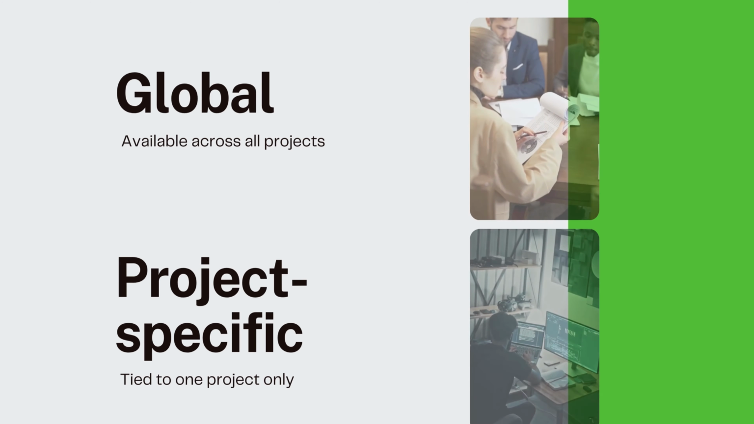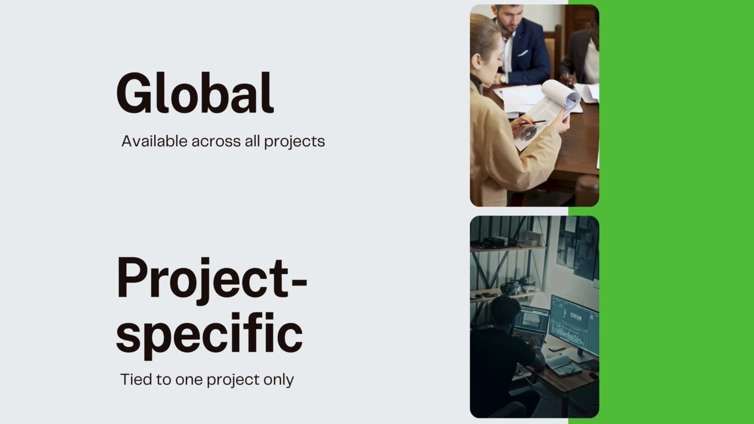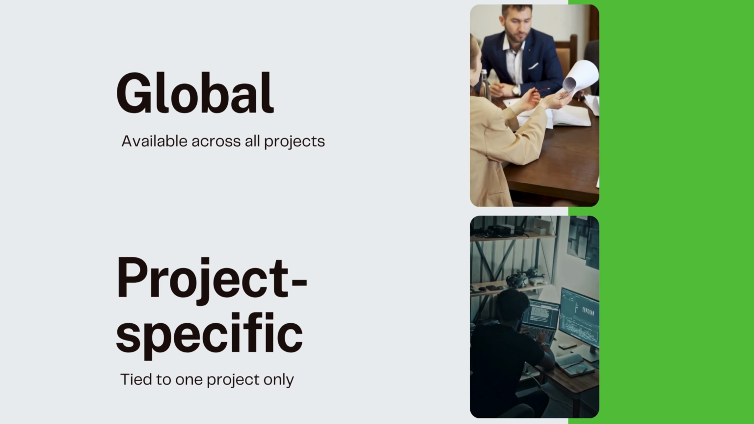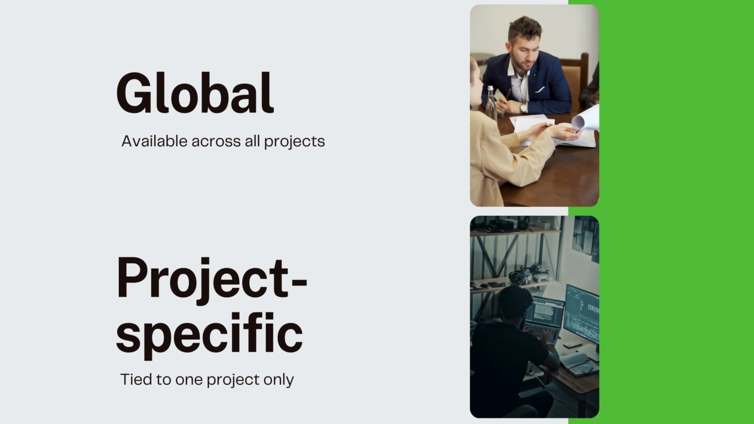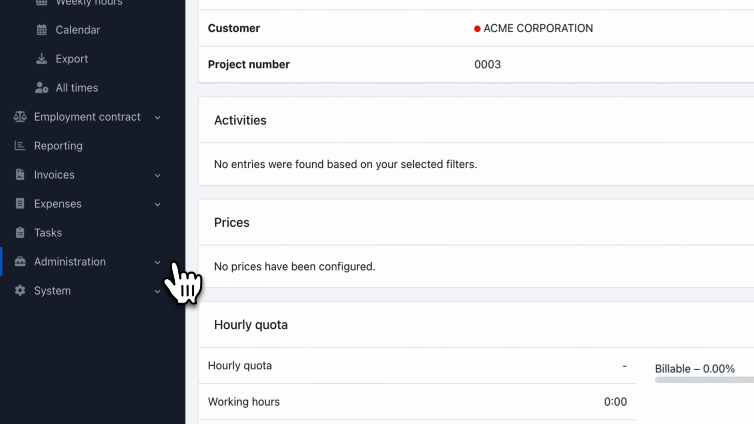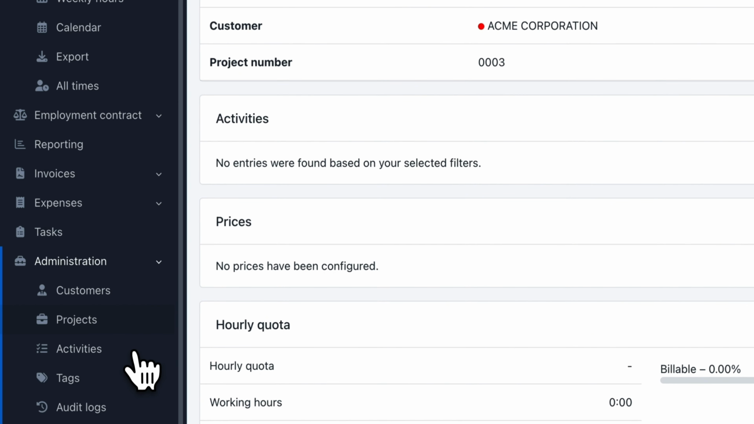Activities define the type of work you do. Think of them as your service categories. There are two types of activities. Global activities work across all projects, suitable for things like meetings, planning, development, or design. Project-specific activities are tied to one project only. Let's create your core activities.